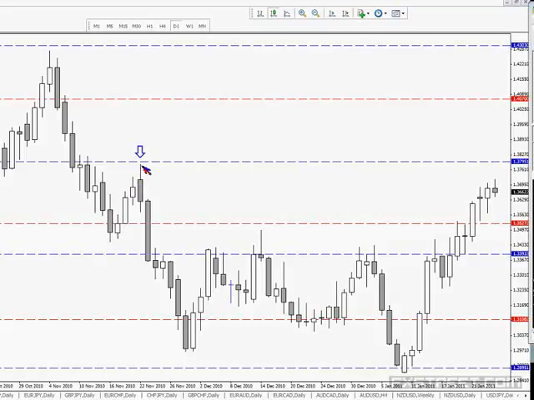So price made it all the way back up to this zone, and then it printed a bearish big shadow. So that's really an ideal setup as I see it. A bearish big shadow on a support and resistance zone right here.